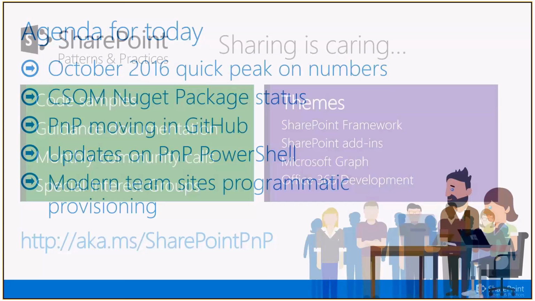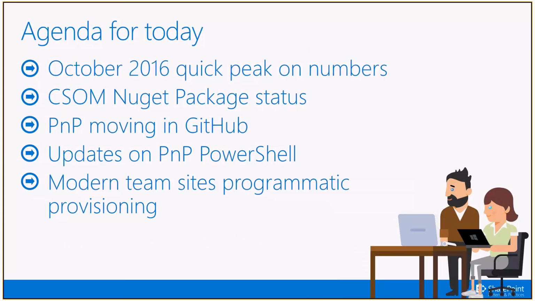So, the agenda for today. I dropped all of the, in quotes, nonsense slides which we typically repeat in every single call, based on some of the feedback we've been getting. So we concentrate mainly on content and mainly new stuff. We're going to have a quick look at the October 2016 numbers on the PnP core component usage. Then the CSOM NuGet package update, because last Friday we released the new CSOM package again. Then PnP moving to GitHub. This might touch you slightly, but it's good to know. GitHub is implemented in a clever enough way that it doesn't impact anybody who's consuming stuff from GitHub, which is pretty awesome. Let's talk about that as well.